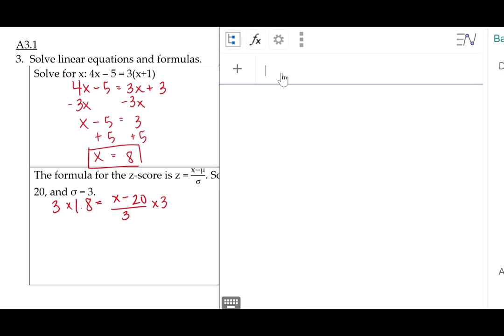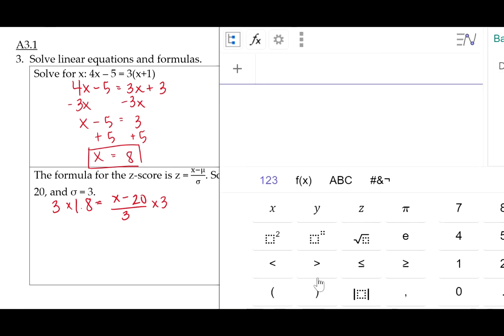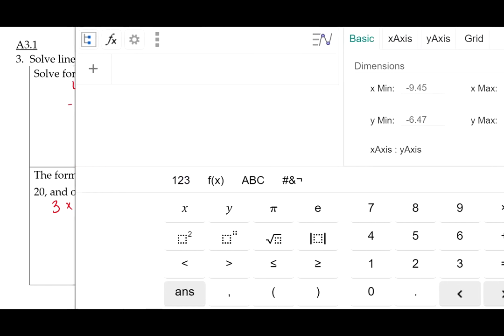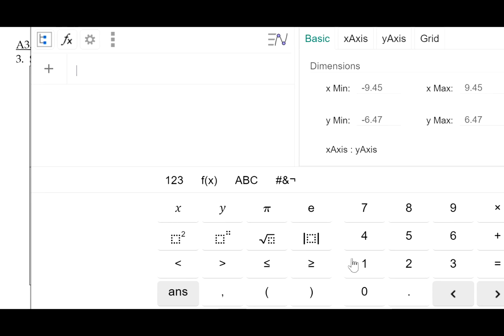I just need to multiply 3 times 1.8. So I'll open up the keyboard. Better slide it over a little bit more. I'm going to do 3 times 1.8. And that gives me 5.4.